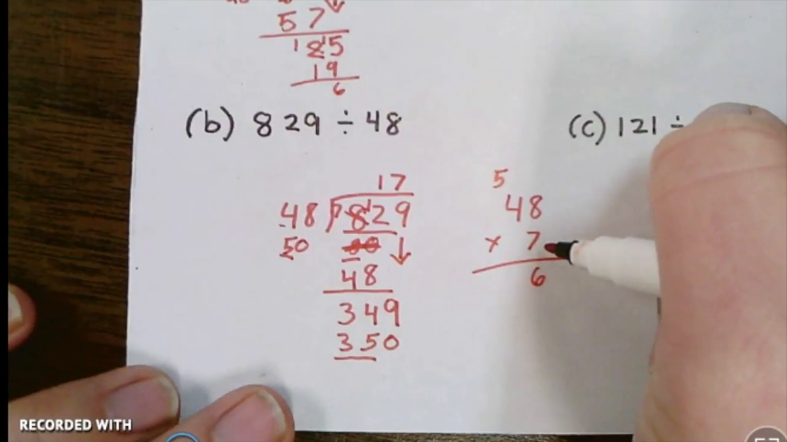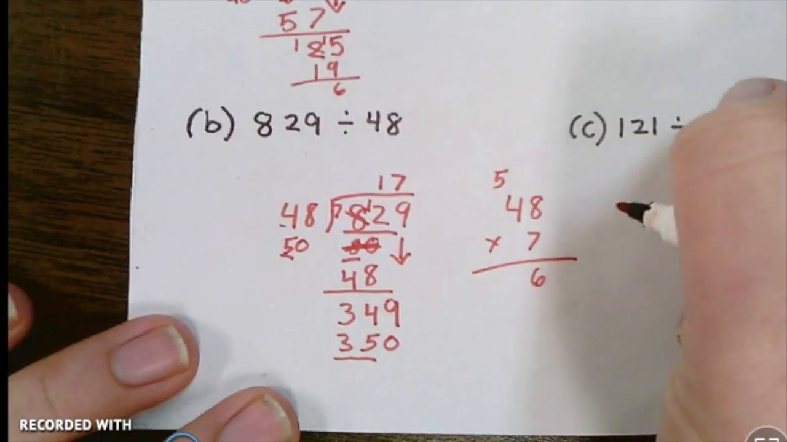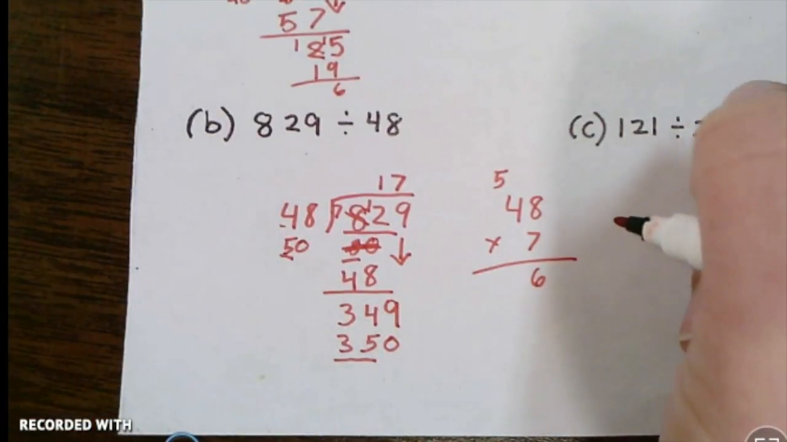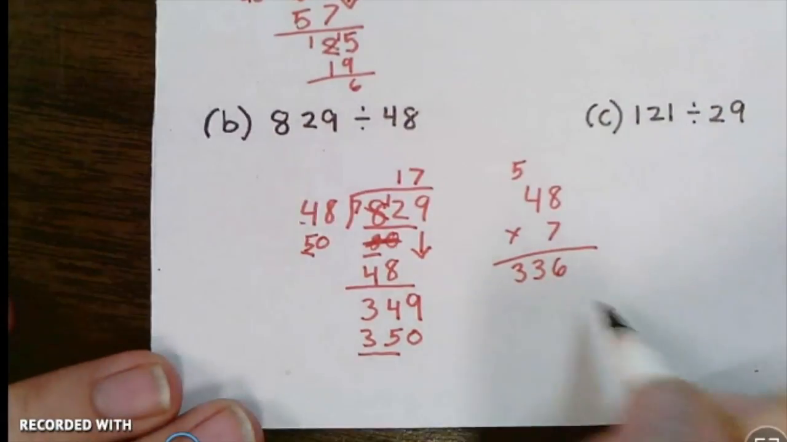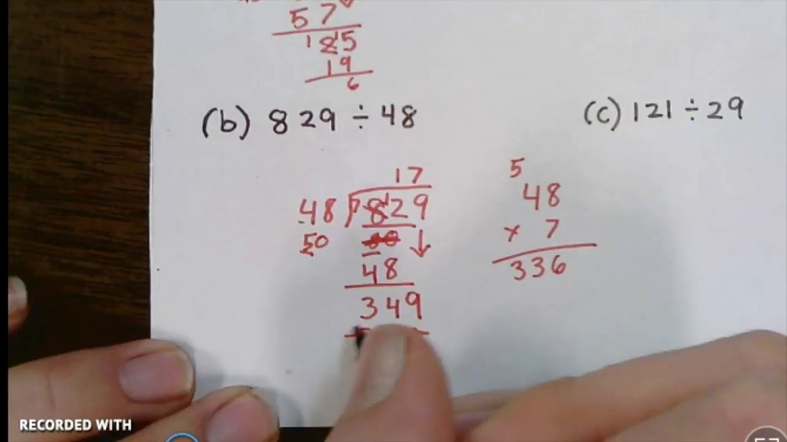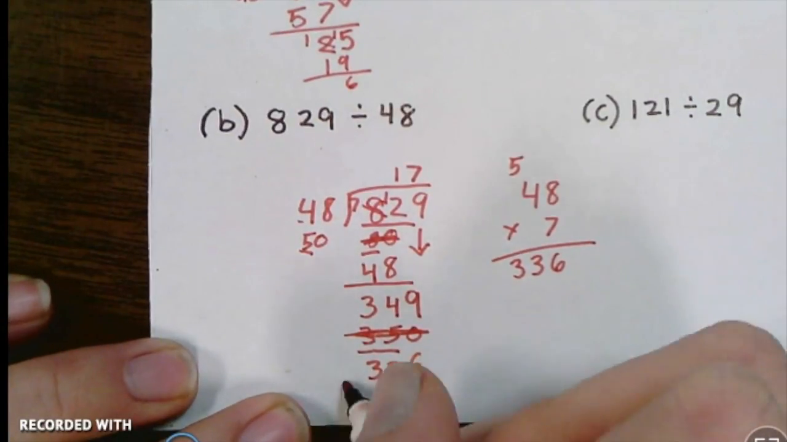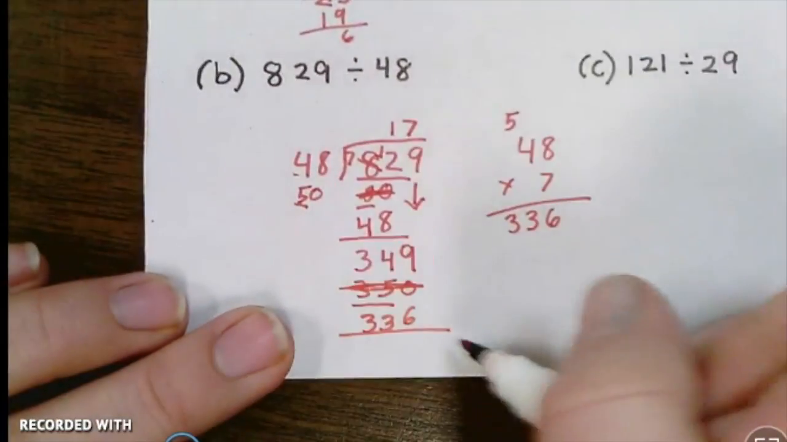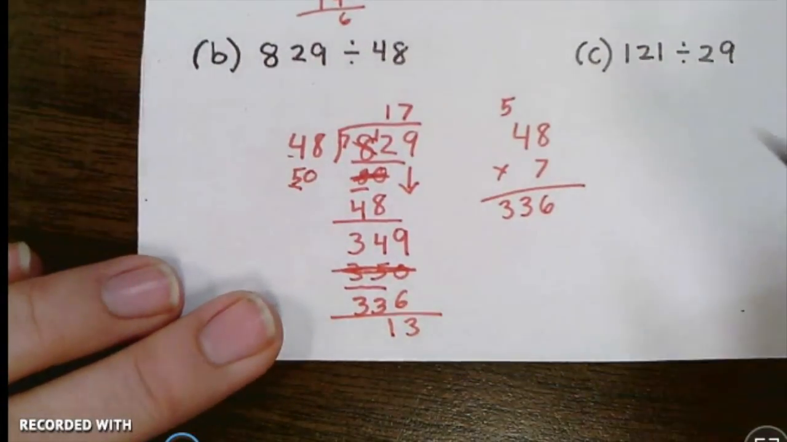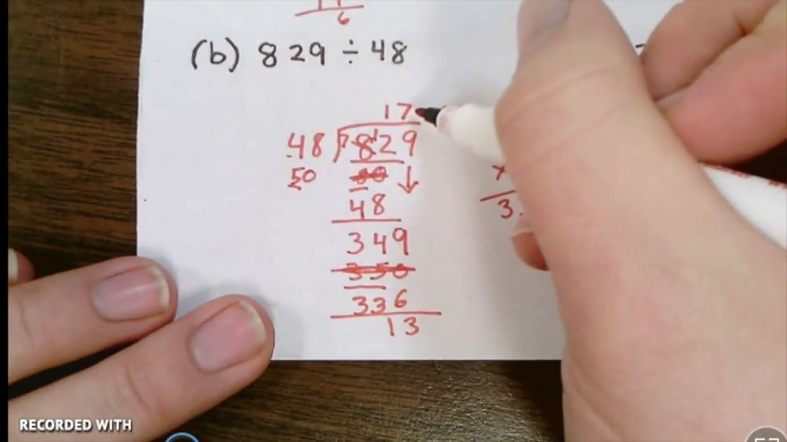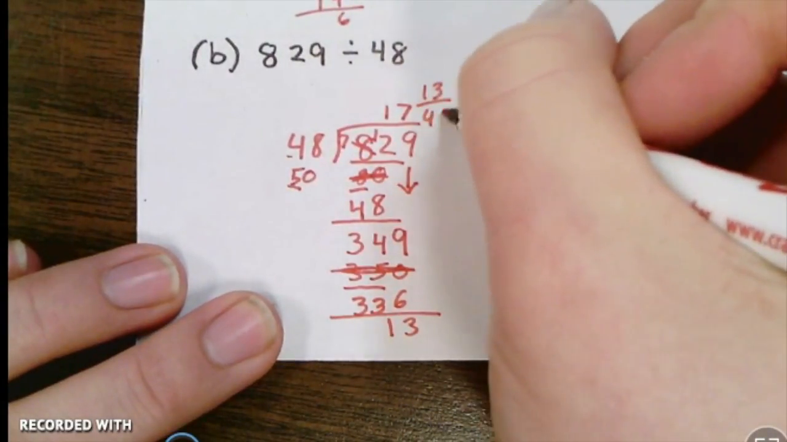8 times 7 is 56. 4 times 7 is 28. 28 plus 5 is 33. And so now I'm going to subtract 349 minus 336. 9 minus 6 is 3. 4 minus 3 is 1. And so my final answer is 17 and 13 over 48.